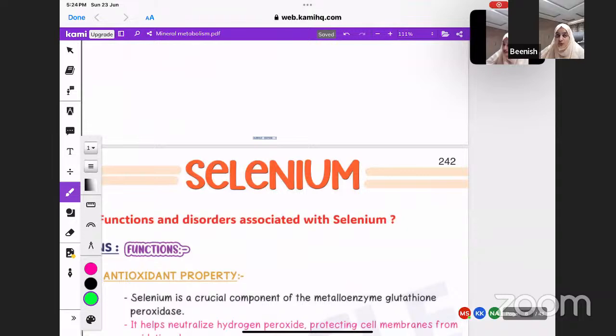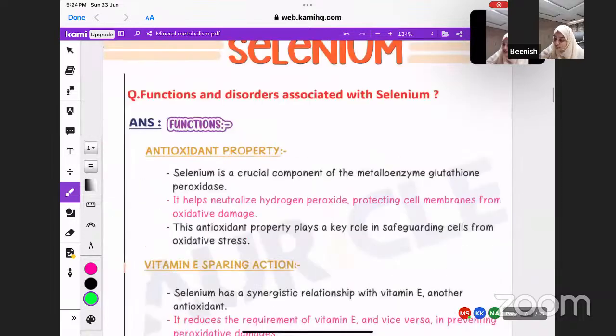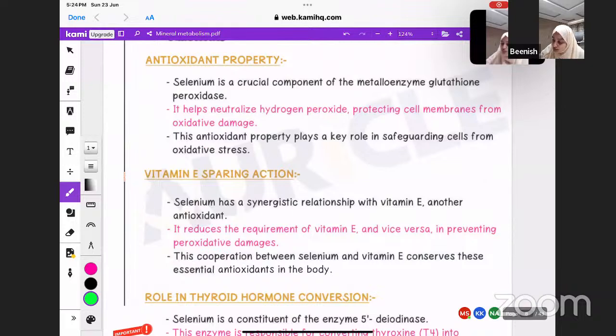So it has antioxidant property. Selenium is a crucial component of the metalloenzyme glutathione peroxidase. It helps neutralize hydrogen peroxide, protecting the cell membrane from oxidation. Selenium has a role in free radical scavenging. We know how damaging free radicals are for cell membranes. This antioxidant property plays a key role in safeguarding cells from oxidative stress, so it is involved in reducing oxidative stress in the body.